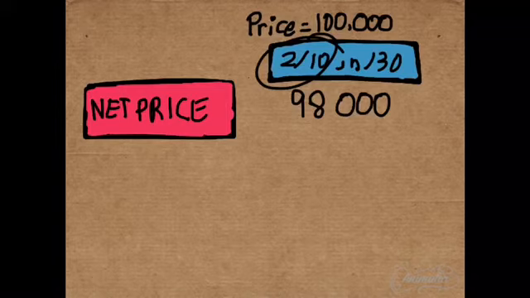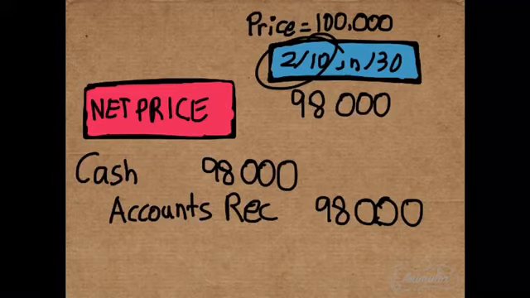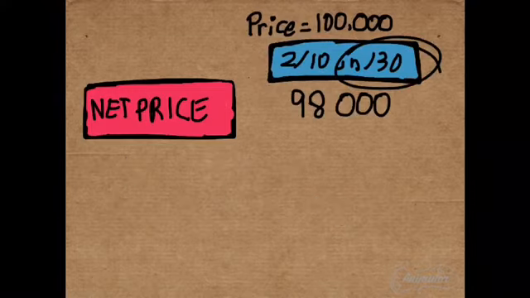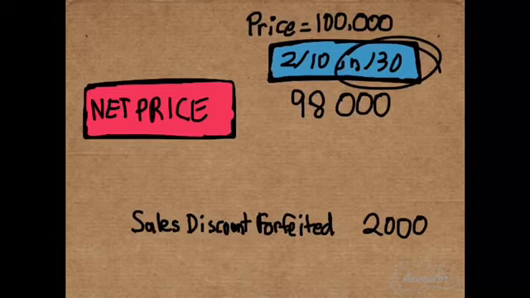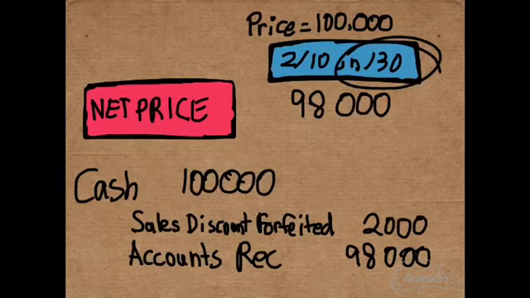If the customer paid within the discount period, we debit cash for 98,000 and credit AR also for 98,000. There's no need to recognize a sales discount because we're using the net price method. But what if the customer paid beyond the discount period? That's the time we're going to recognize the sales discount forfeited, which would be put on the credit side amounting to 2,000, and we're going to recognize the cash for 100,000 and credit accounts receivable for 98,000.